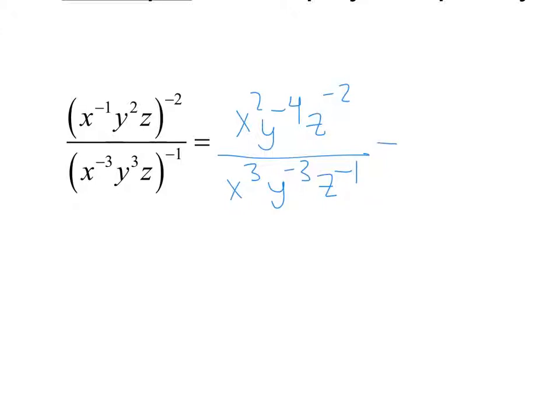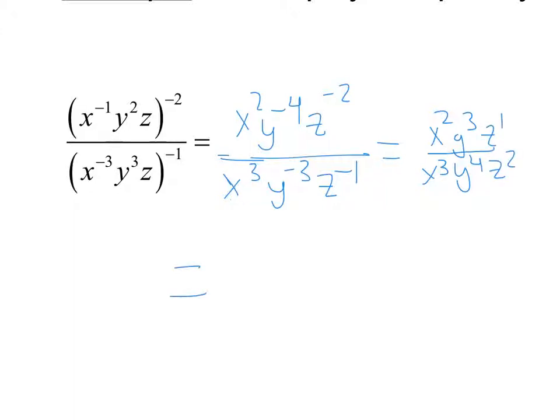Now I'd go and make them positive. So the x's are both positive, so those just stay there. Now this y is negative, so move it down, and this y is negative, so move it up. So they're going to switch. So this is going to be y to the third, y to the fourth. And the z's are both negative, so z to the first, z to the second.